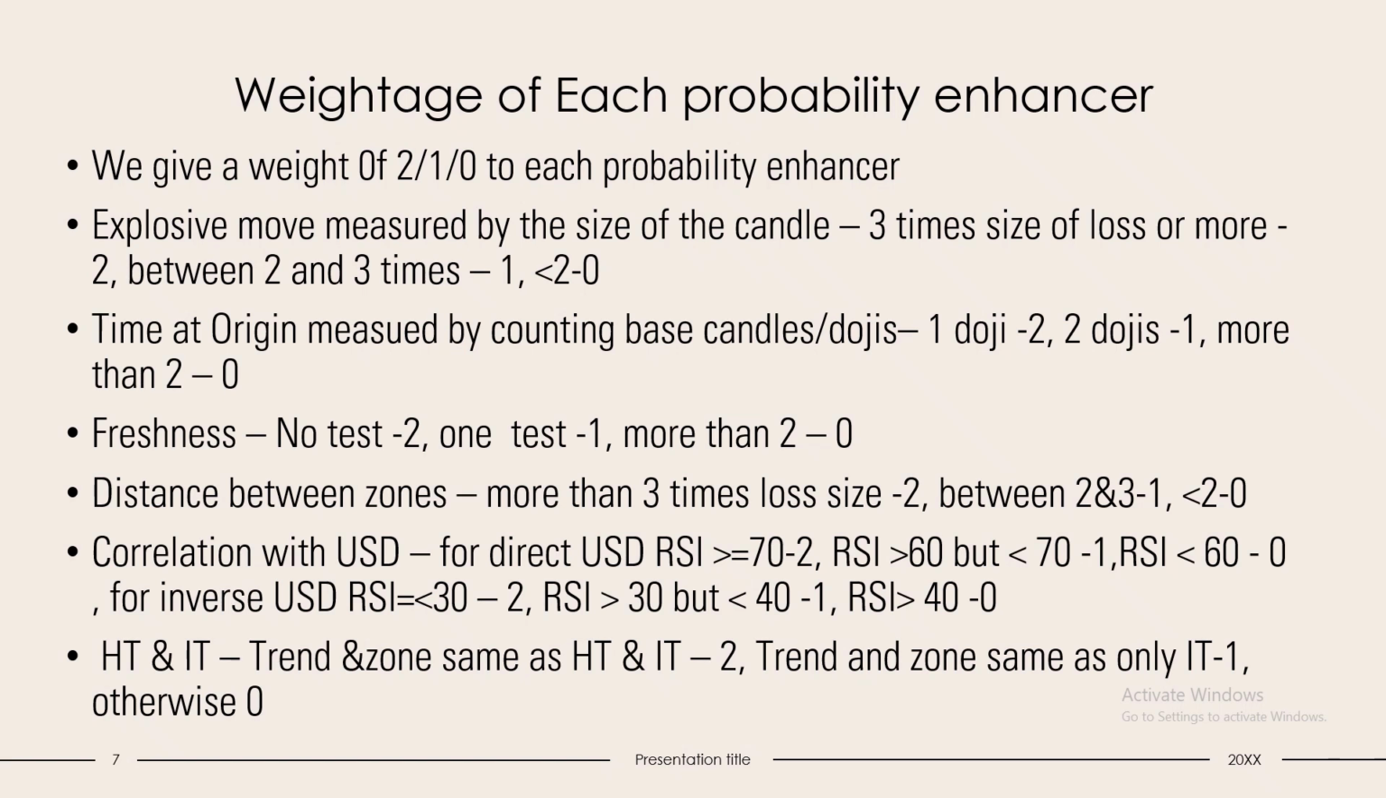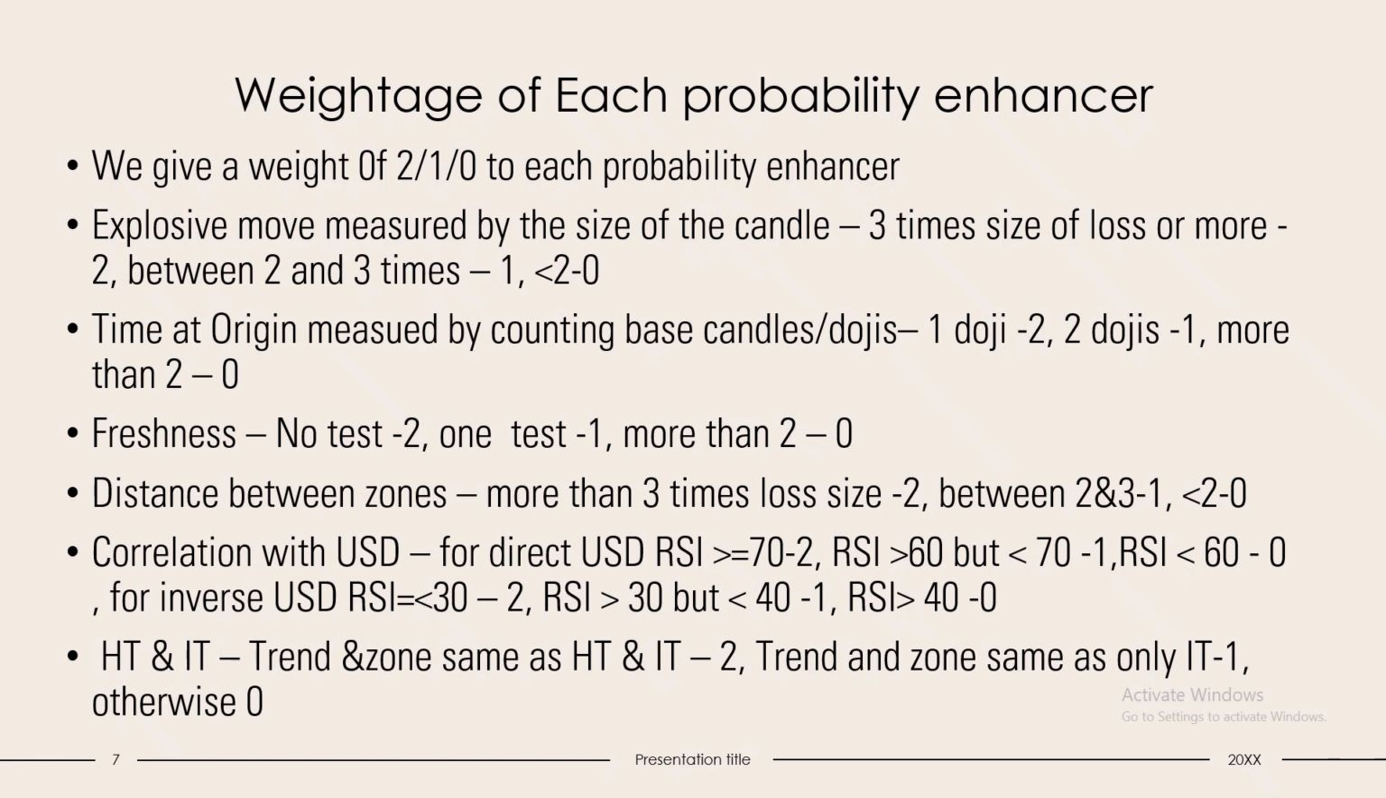Then we come to the distance between zones. This distance is measured between the zone where we take the trade to the nearest opposing zone. If it's more than 3 times the loss we're going to make, then the score is 2. If it's between 2 and 3, then the score is 1. And if it's less than 2, then the score is 0.